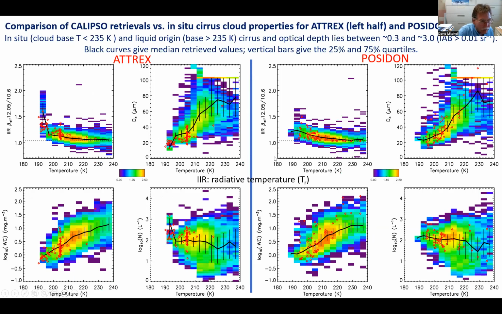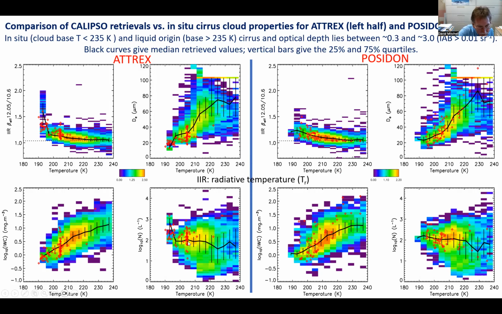So then we compare with ATREX and Poseidon. For Calypso, I'll just talk about the retrievals. The ice water content is shown in the lower left panel, and the black curve is the retrieved curve showing the percentiles 25 and 75%. And the red diamonds are the in situ data from the aircraft, where we calculate the ice water content.